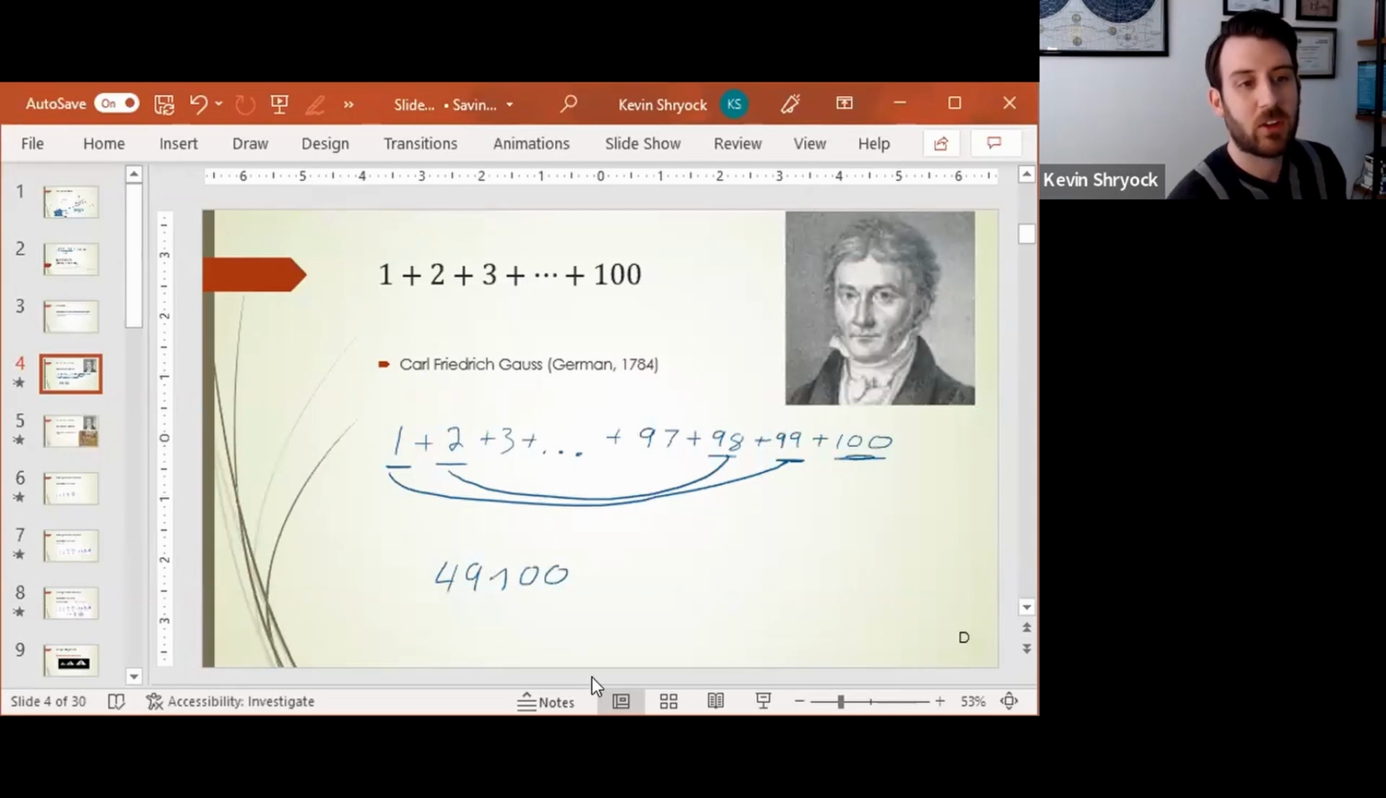Oh, scratch that. There's 100 right here. So 50 pairs of 100 that are present and one lone 50 in the middle. Well, 50 pairs of 100 is 5,000 and a lone 50 makes it 5,050.